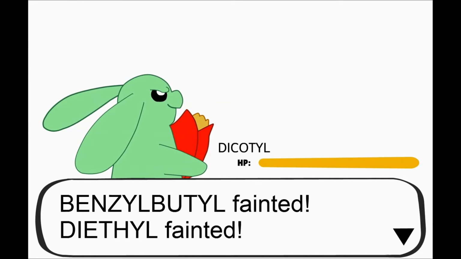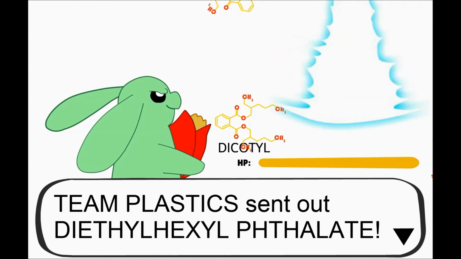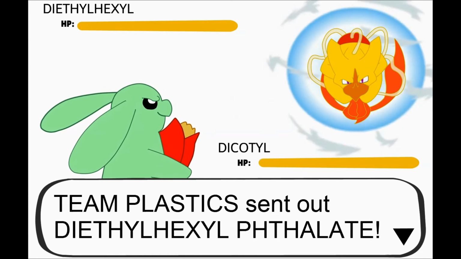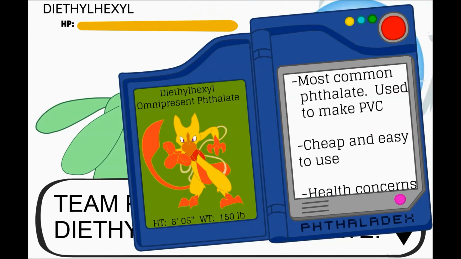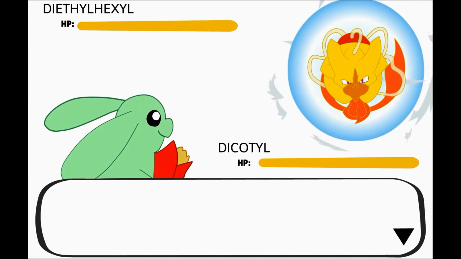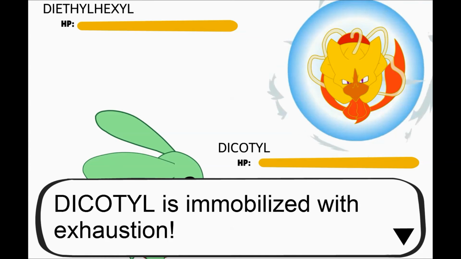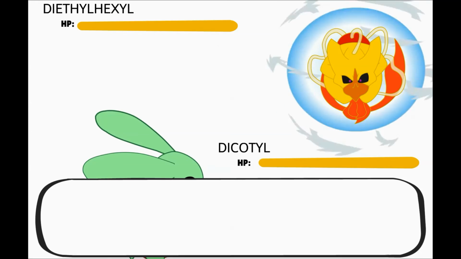No way! These kids aren't playing around. Show them what we've got. Go, diethyl hexyl phthalate. Whoa. That's a legendary Phthalamon. Its effect is seen in most plastics. Polyvinyl chloride, or PVC, is a very common plastic. If a plastic is PVC, diethyl hexyl was involved. It's a cheap phthalate to use, but it also has health concerns. This one's tough. Get it, Dicotyl. Dicotyl! It looks like dicotyl terephthalate may be a powerful plasticizer, but it's also expensive to use.